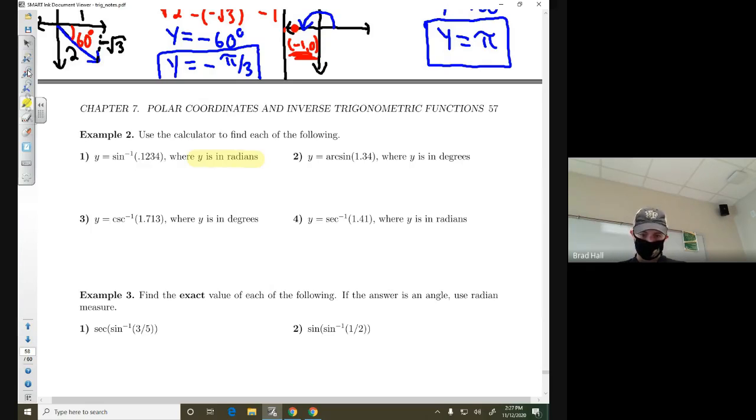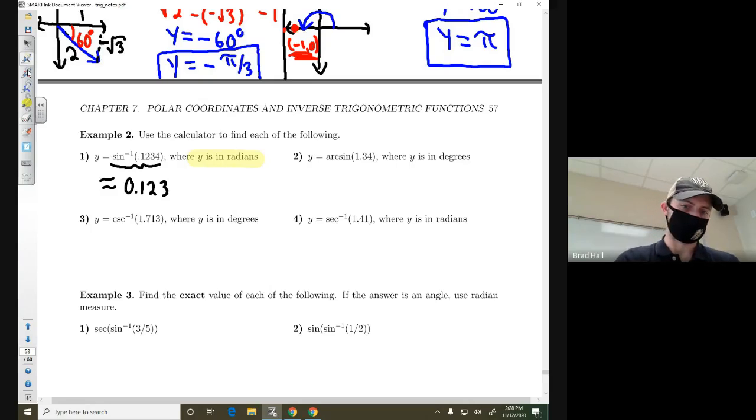So I'm going to take my calculator, put it in radian mode, and now I'm going to put this in the calculator. If you do not put this in radian mode, you will not get the same answer that I do. It would not be considered correct. So I'm putting in sine inverse of 0.1234. We'll round this to, it doesn't matter, 3 decimal places. Actually, I'll do 4. Again, it doesn't matter.